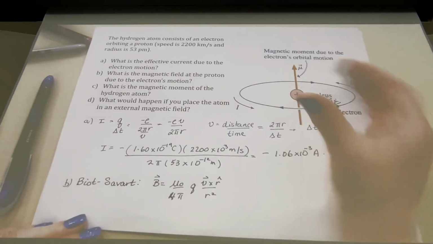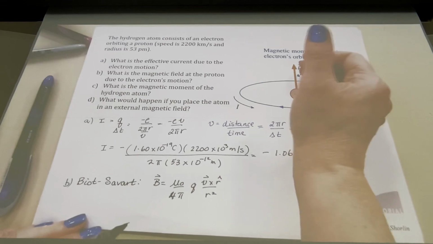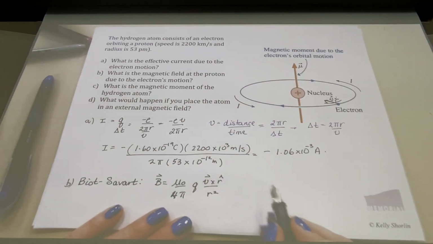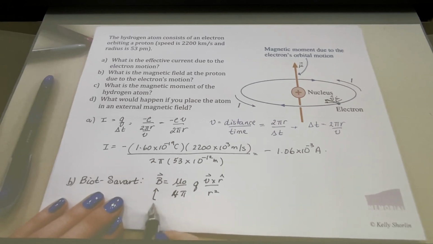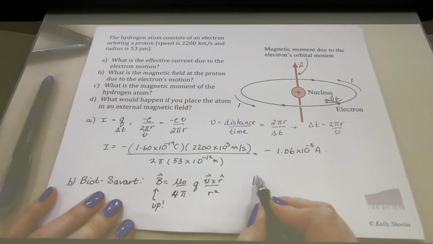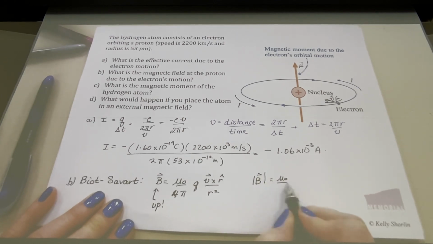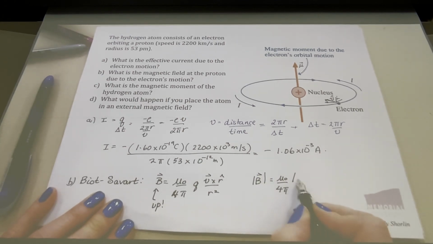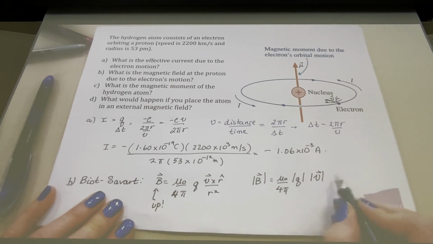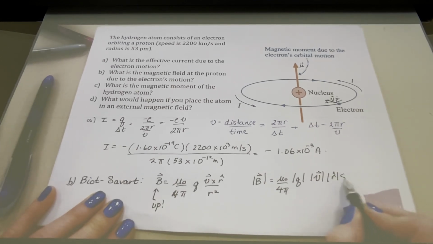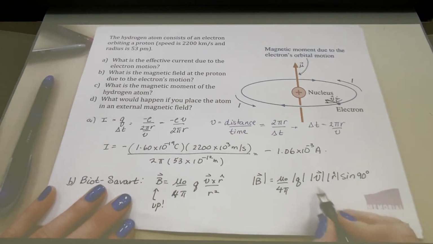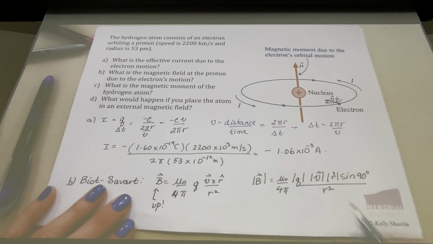Alternatively, you make your circle with your fingers representing your current. You see that your B points up with your thumb. So different ways to do the same thing. B overall is going to point up. So the magnitude of our field B is mu naught over 4 pi times the magnitude of our charge times the magnitude of the velocity times the magnitude of r hat times sine of the angle between them, which is 90 degrees, divided by r squared.